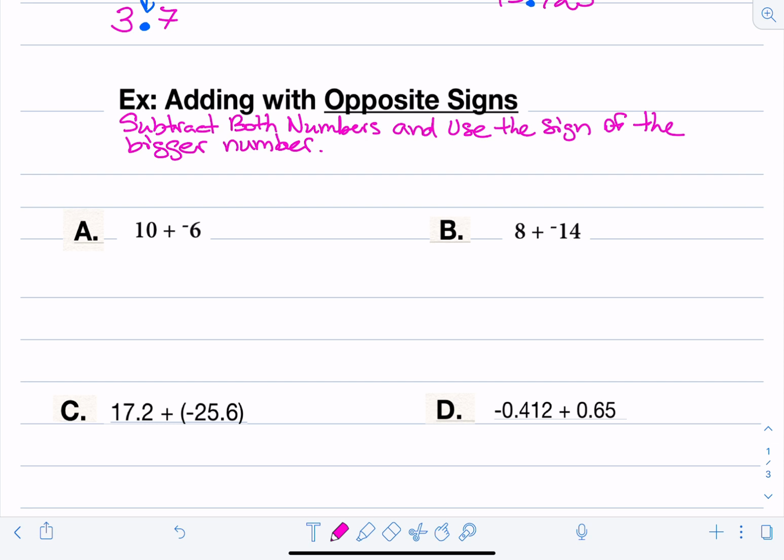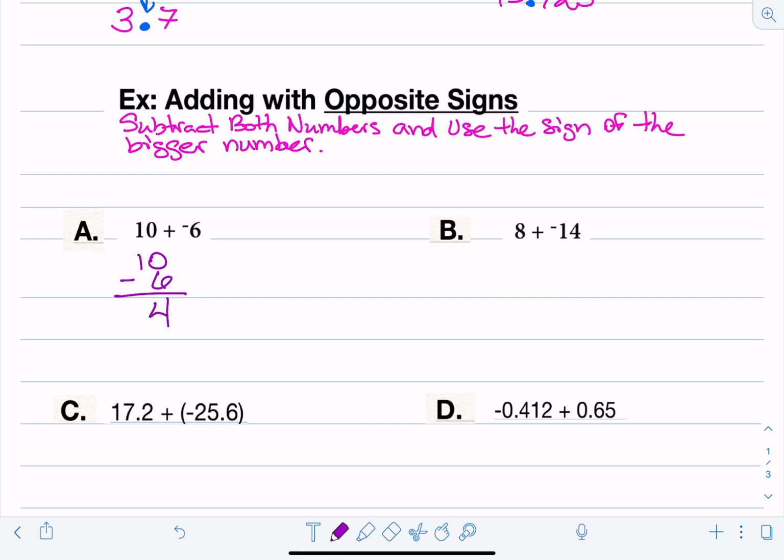So what do I mean? Let's take a look at an example. I'm going to go ahead and change colors. For A, we have 10 plus a negative 6. All right, so we subtract both numbers. So I'm going to have 10 minus 6, and I get 4.